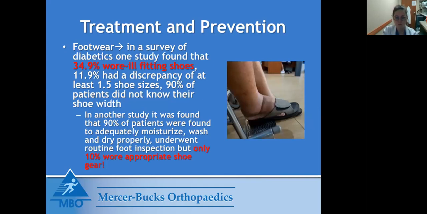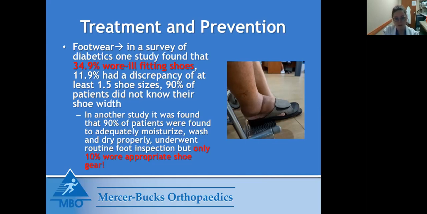So these are just quickly some stats I wanted to throw out here. There are a lot of different articles out there about footwear, and specifically in diabetics, the benefits of footwear. There was a survey of diabetics that found that 34.9% wore ill-fitting shoes. So that's a pretty high number of patients there. So 35% of people aren't wearing proper fitting shoes.